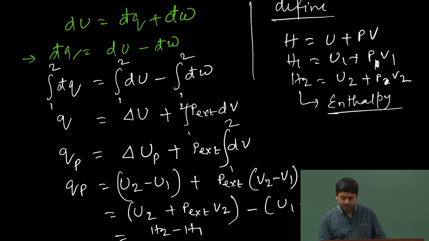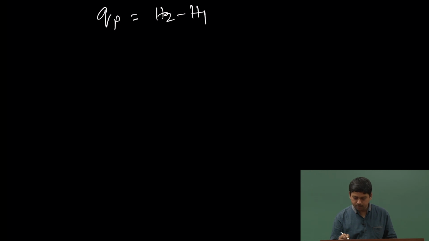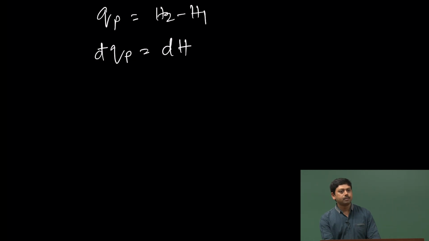So, I will clear it and write once more. Q P has to be H 2 minus H 1. So, in that case dQ P is nothing but dH, and you will see later on that it is a quantity that has natural variables of P and T. It is easy to express this quantity in terms of P and T, just like it is easy to express U in terms of V and T. Okay. So, this is our new quantity.